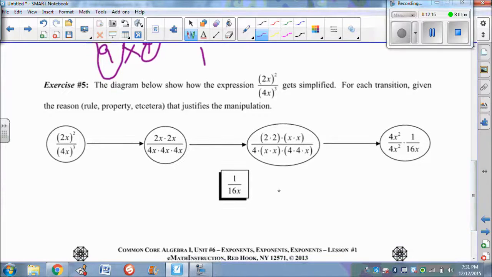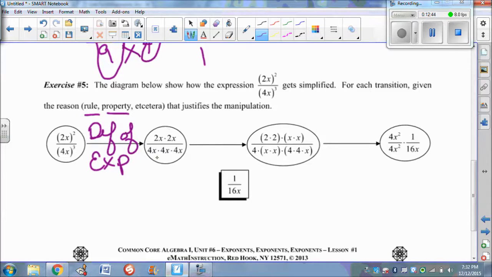And now it says, the diagram below shows how this expression gets simplified. For each transition, give a rule or property. This is just like what we do with equations. So here's the original problem. And then how does this original go to this? It's all expanded out. So that's just our definition of an exponent. Okay, definition of exponents, to expand it out like that.